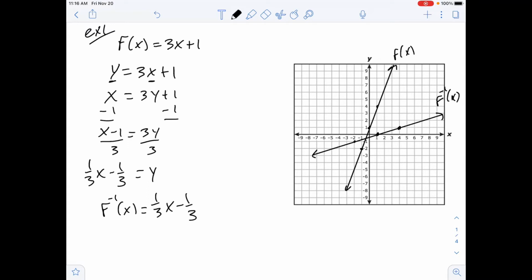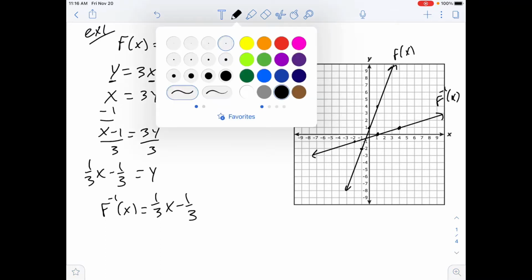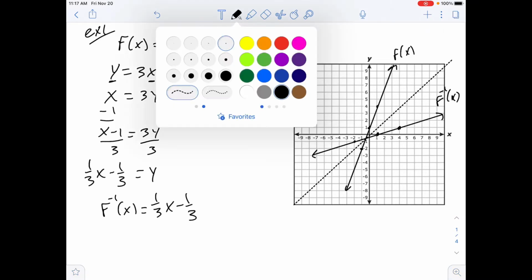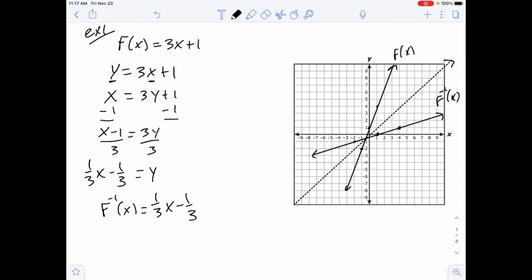So now what is that relationship? If you notice this, there is a line of symmetry. And what that line is, let me switch over to a dashed line. Right here, this is the line, and I'll switch back to solid. The line y equals x. So this is the line y is equal to x.